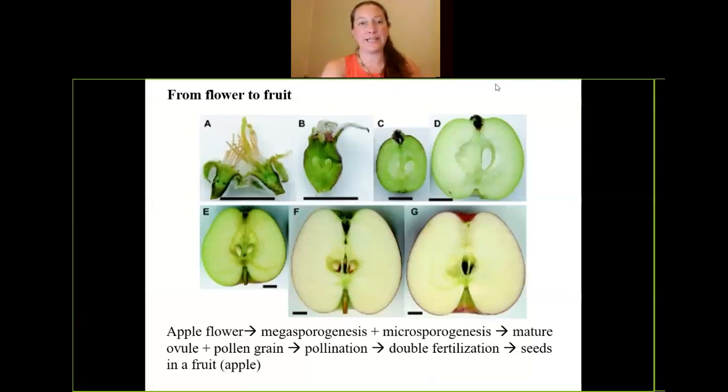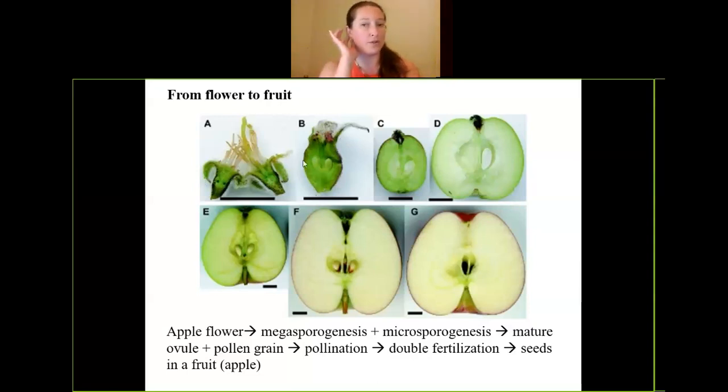And actually you can see this long thing here is the style, and all these little shorter things around it are the anthers. So you have fertilization occur. Now what were ovules are going to become seeds, and what was a flower is going to become the fruit.